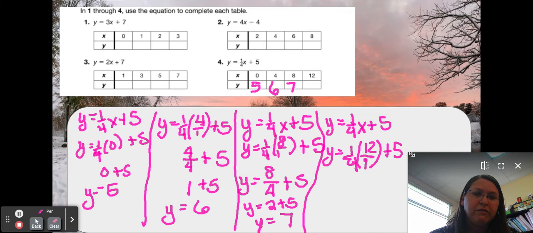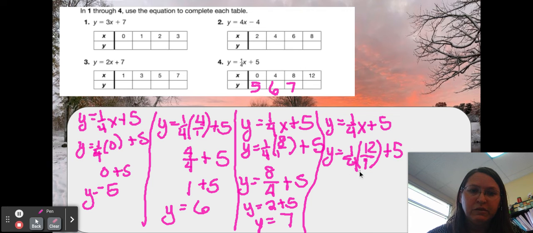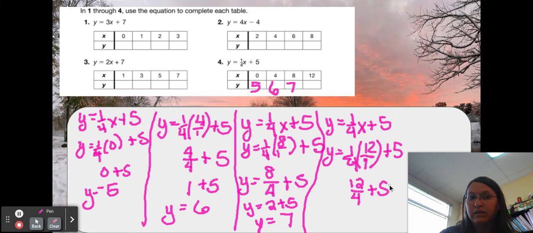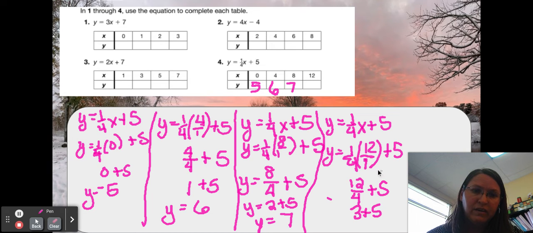In order to multiply fractions, I multiply straight across. 1 times 12 is 12. 4 times 1 is 4. Well, to simplify an improper fraction, I divide. So 12 divided by 4 would give me 3 plus 5. 3 plus 5 equals 8 equals y. So I'm going to put 8 in this box right here.